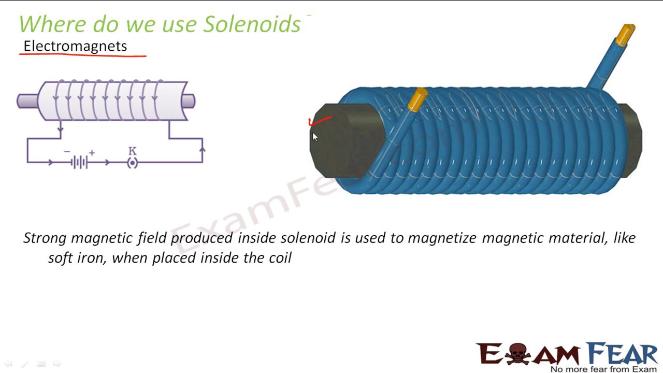So in order to make electromagnets, we make use of a solenoid. Here you can see from this diagram that this is a solenoid. Inside the solenoid you have placed the soft iron and then you have connected it through a circuit. Now as current passes through the solenoid, a magnetic field is produced, and the magnetic field inside the solenoid is uniform and strong. So this magnetic field magnetizes this material.